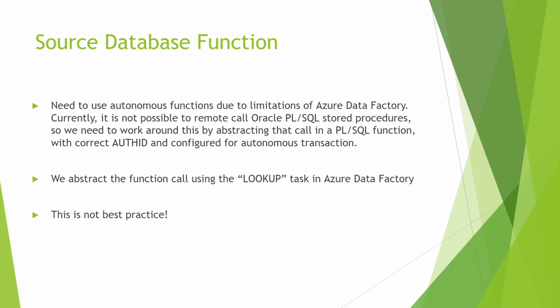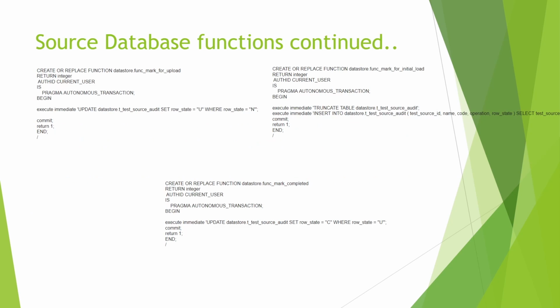It is currently not possible for ADF to call Oracle PL/SQL stored procedures. So we have to abstract that data movement call using an autonomous function. This is because the entry point for this, the lookup task, requires a row type return value. So this is what the functions look like. We call our PRAGMA AUTONOMOUS_TRANSACTION, which basically means in one session we have two unique transactions, and thus it's possible to commit.